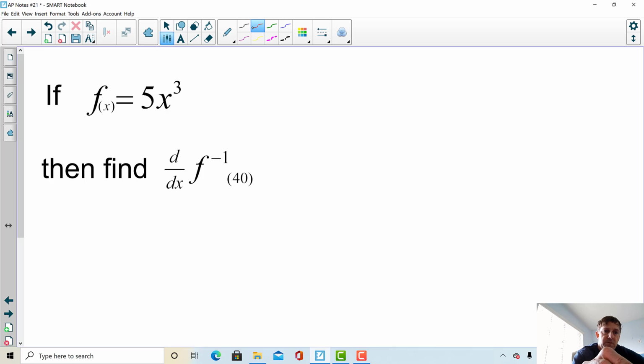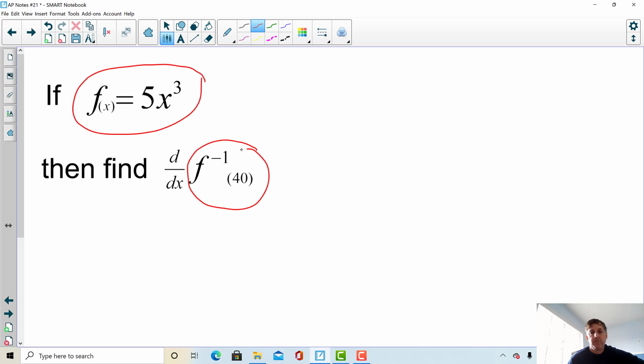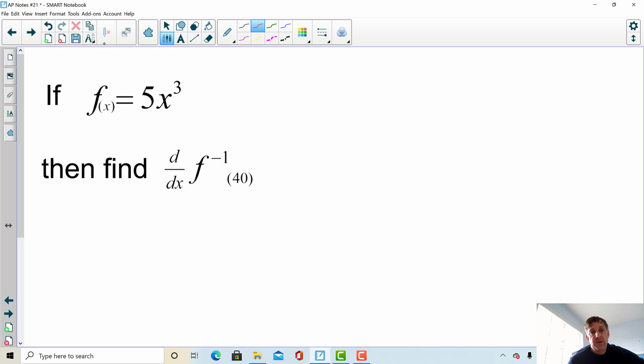Okay, in this example, it's telling us that our function is 5x to the third, and they want us to find the derivative of the inverse when x is 40. Let's do it the long way. Normally, we're going to find the derivative of the inverse without even finding the inverse function. We have an easy rule that we use, but let's do it the long way. Let's find the inverse, and then let's do the derivative of the inverse, and then let's plug in 40.